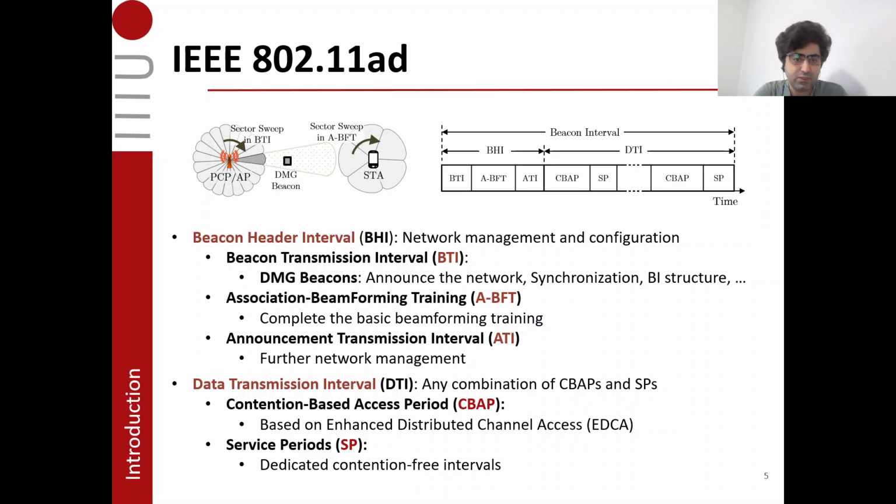The CBAP, or contention-based access periods, follow the rules of enhanced distributed channel access, in which the stations compete with each other to gain channel time before being able to transmit their own data. On the other side, we have the scheduled service periods, in which the channel is dedicated to a pair of stations, which can transmit over a contention-free channel.